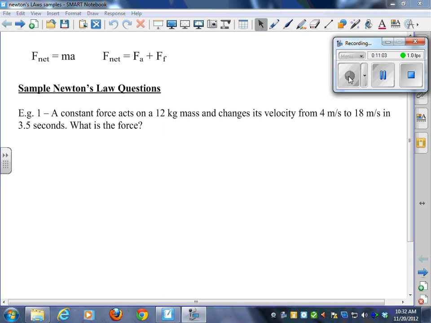Do you have this sheet that I handed out? If you wandered in late, you might not have it.